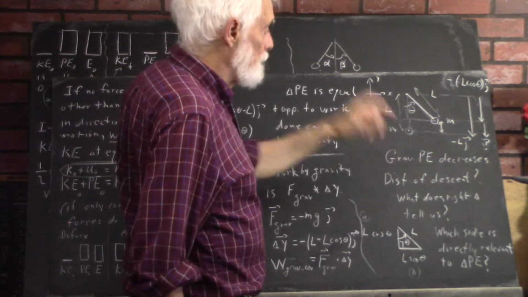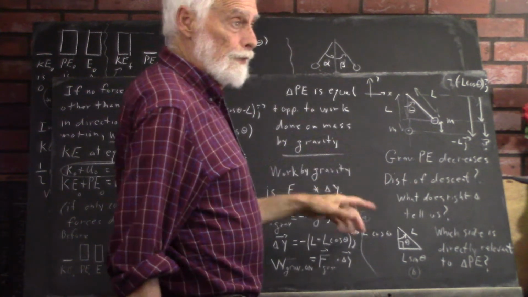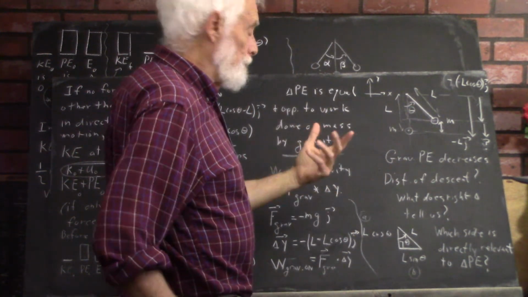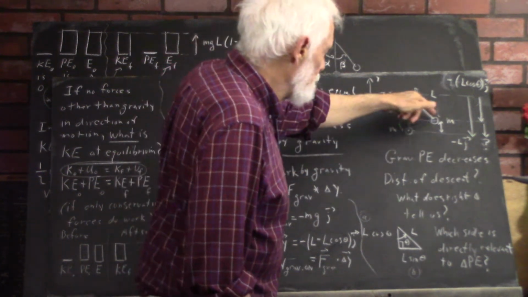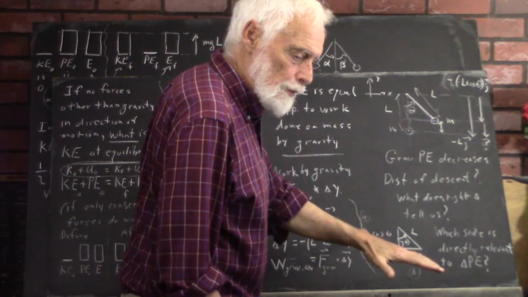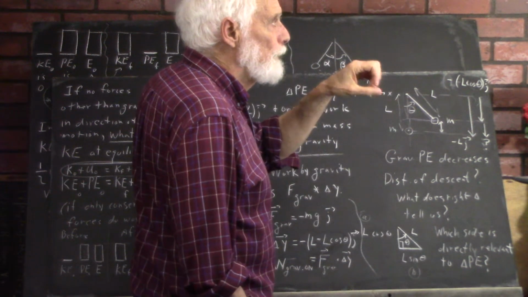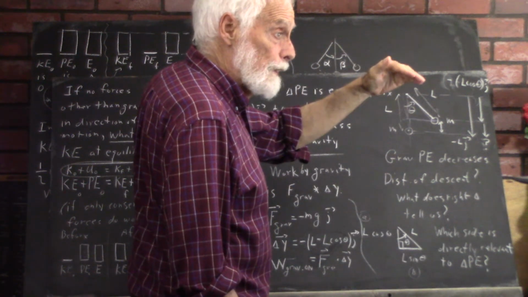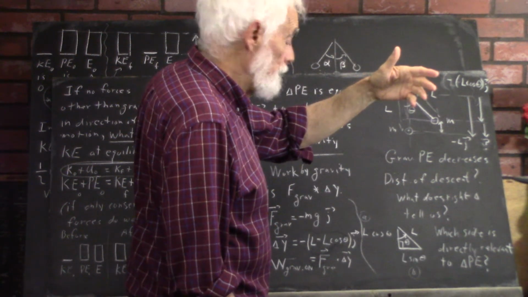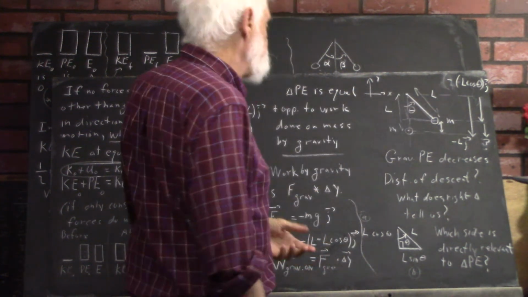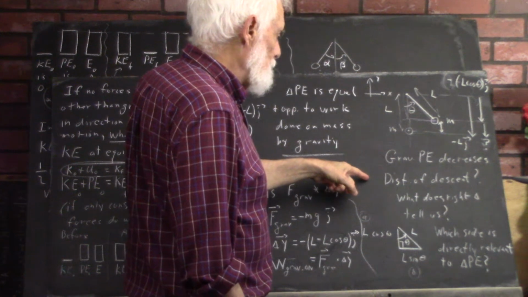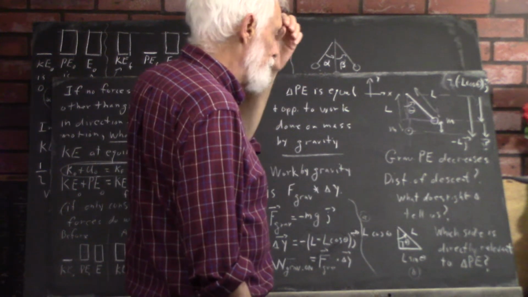So the gravitational potential energy decreases. Everybody told me, yeah, it decreases. I didn't ask why, but the instinct is that it decreases. The thing goes lower. If you release something from a higher point and nothing interferes, it's going to go lower and pick up kinetic energy. Okay, what's the distance of descent?